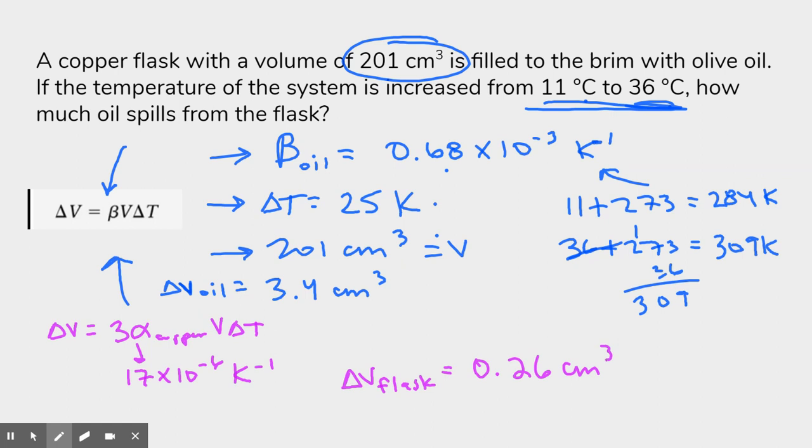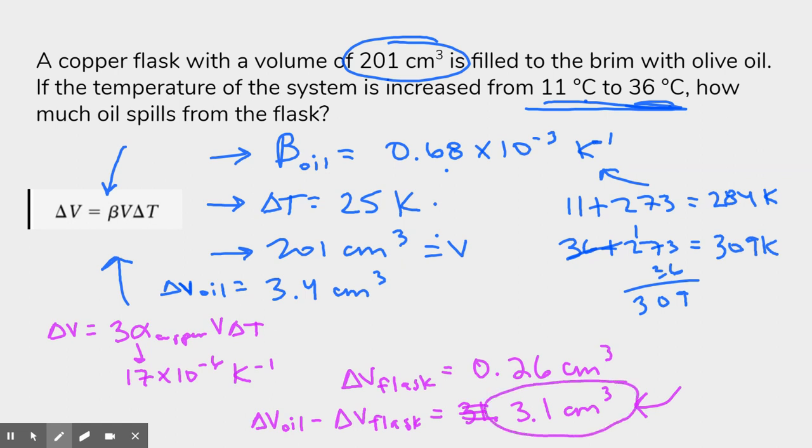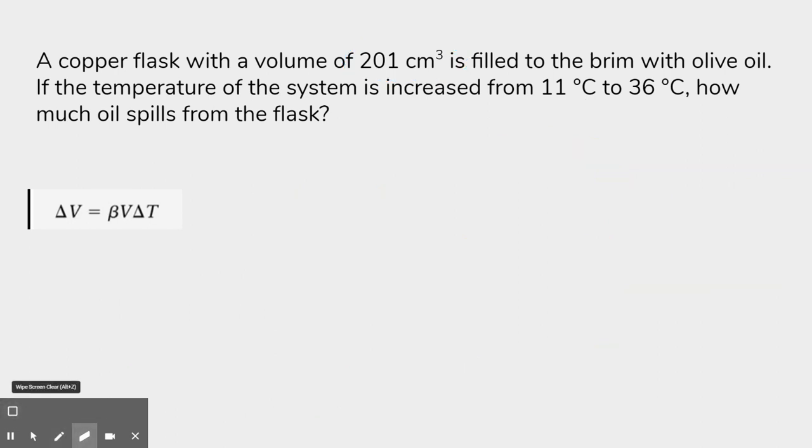Okay. So if we want to know overall how much is going to spill, let's take the change in volume of the oil and subtract the change in volume of the flask to get our overall change in volume. Oh, I'm sorry, that's 3.1 centimeters cubed. So this would be our final answer. That is how much oil would spill from this flask. Okay, let's go ahead and try the next one.